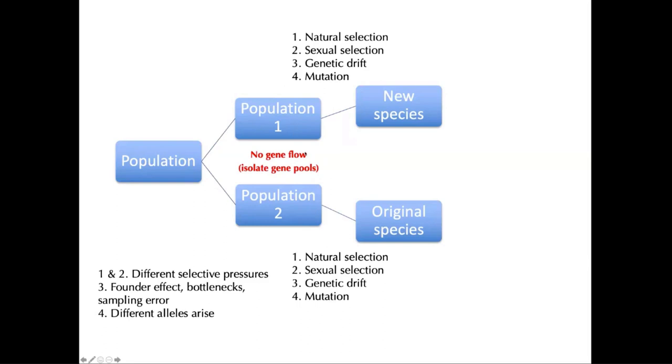Different mutations arise in the different populations as well, so that dictates which direction they go. And then you could have an original species and a new species, or perhaps two new species, depending on what kind of selective features you have.